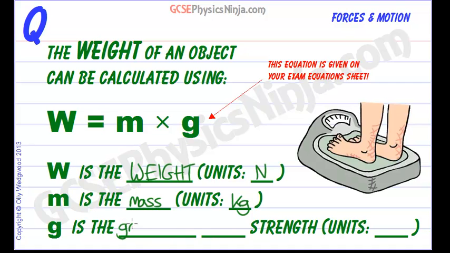The gravitational field strength has units of how many newtons there are per kilogram. It's telling us how strong the gravity field is on the planet. On Earth, it's about 10 newtons for every kilogram. But depending on what planet you're on, the Moon, for example, it's about 1/6 of that. So it's much weaker.